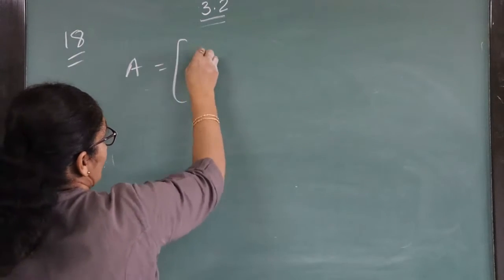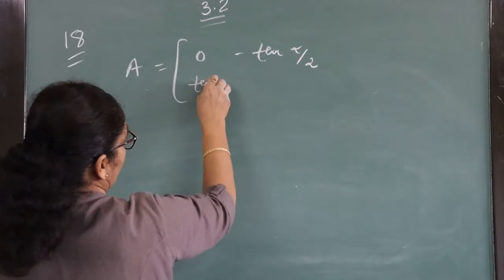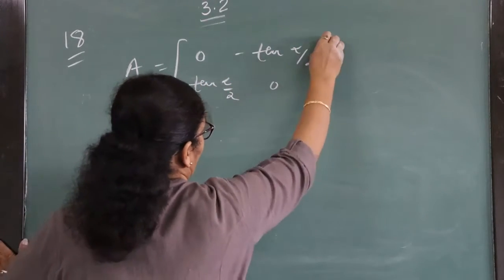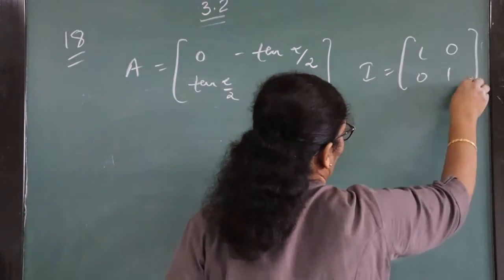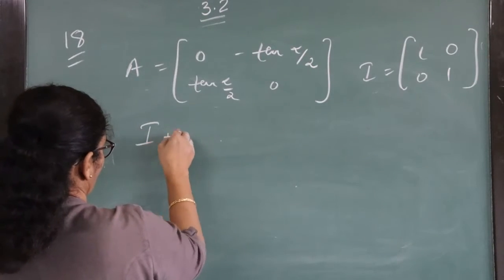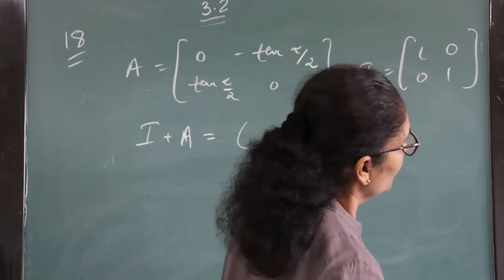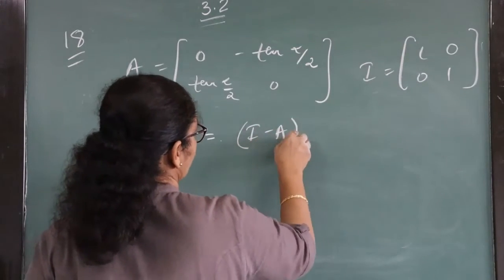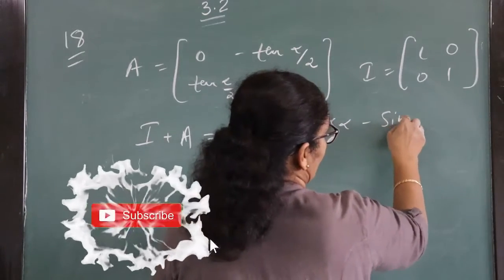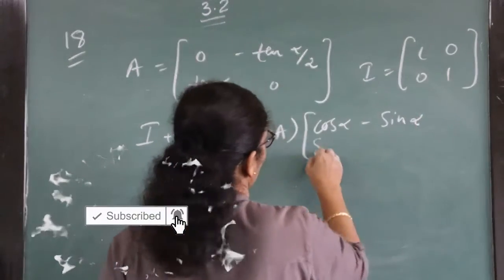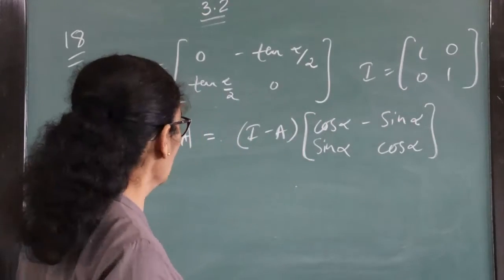You are given matrix A as 0, minus tan alpha by 2, tan alpha by 2, and 0. I is an identity matrix, so 1 0 0 1, and the relation given is I plus A equal to I minus A into cos alpha, minus sin alpha, similarly sin alpha and cos alpha. This is your question number 18.